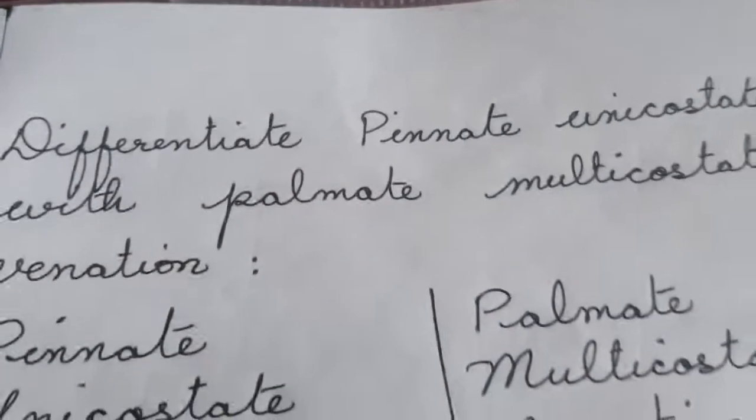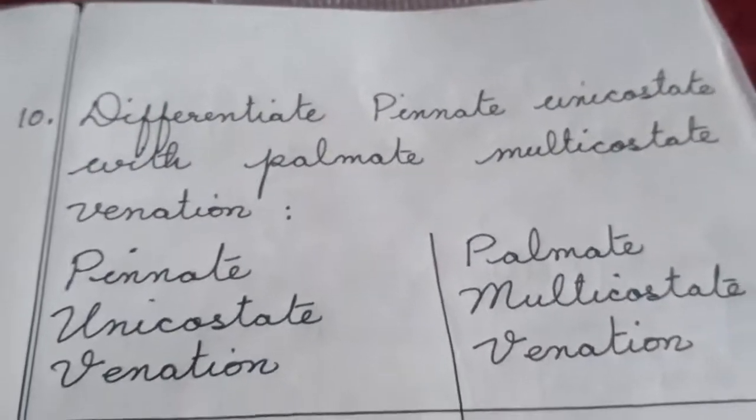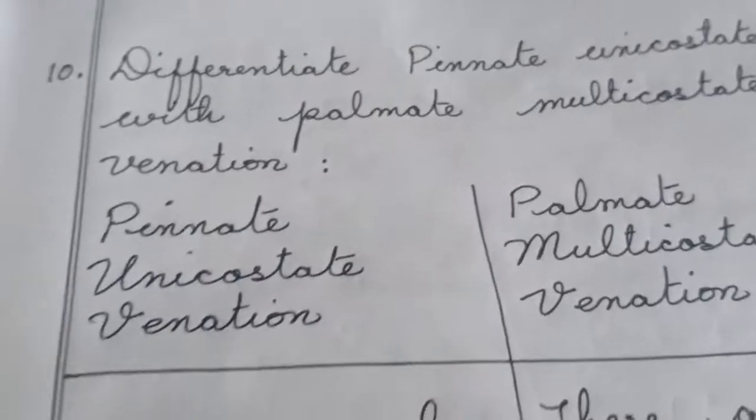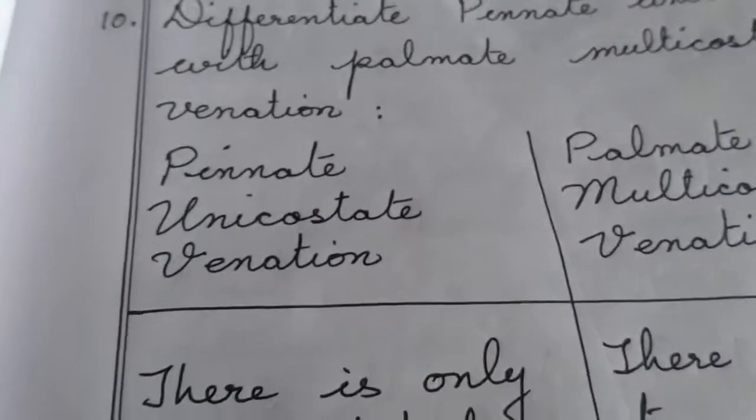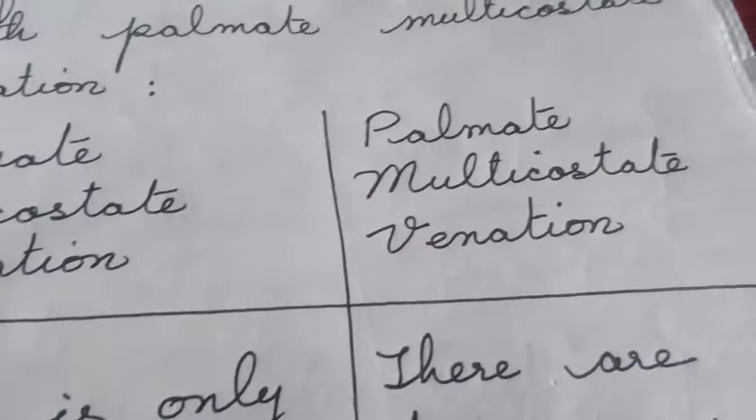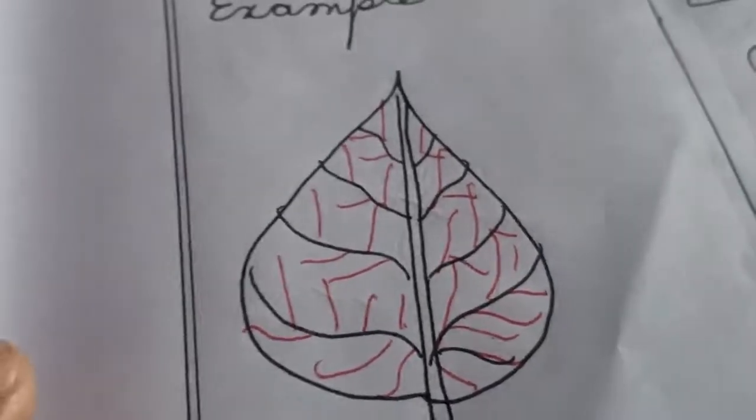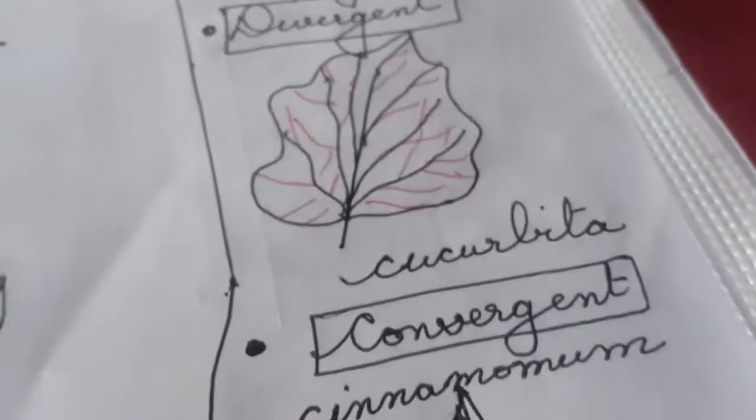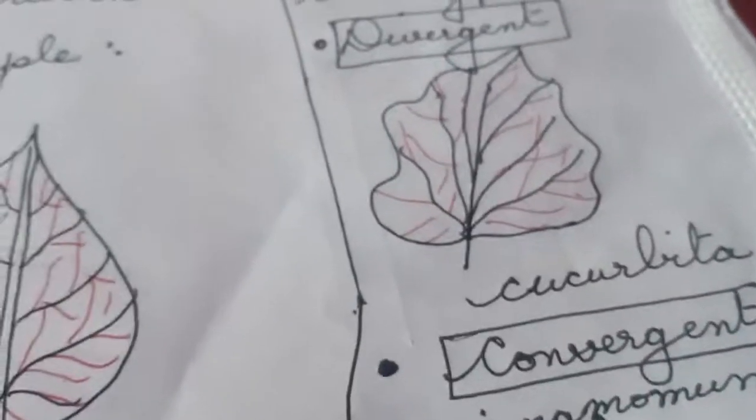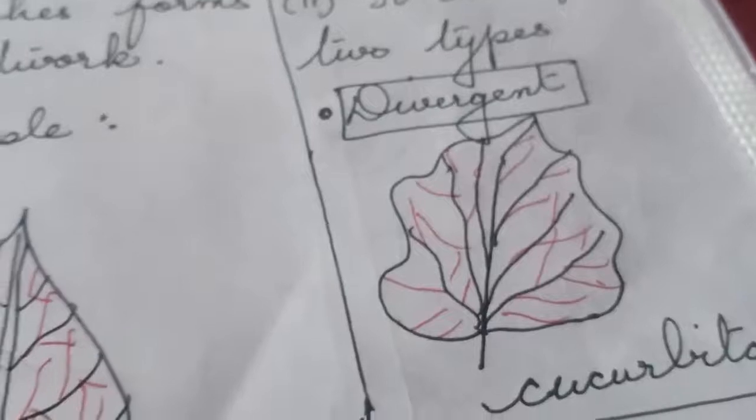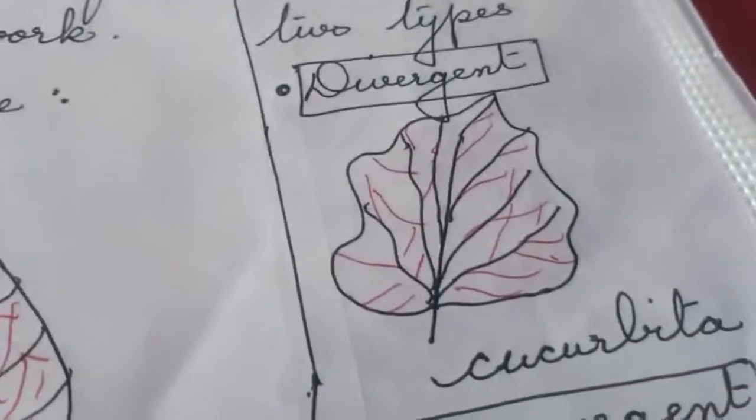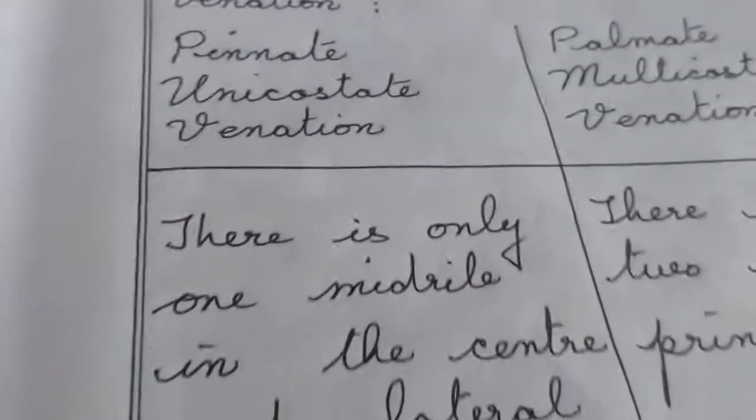Let's move to the 10th question. Differentiate pinnate unicostate with palmate multicostate venation. So it's about venation. The first one is pinnate unicostate and the next one is palmate multicostate. Let me show the diagram, you will understand. This is pinnate and it is unicostate. Unicostate means you will find only one midrib. And this one is palmate, you can find palm like opened one, and here you can find many midribs running, therefore it is called multicostate.